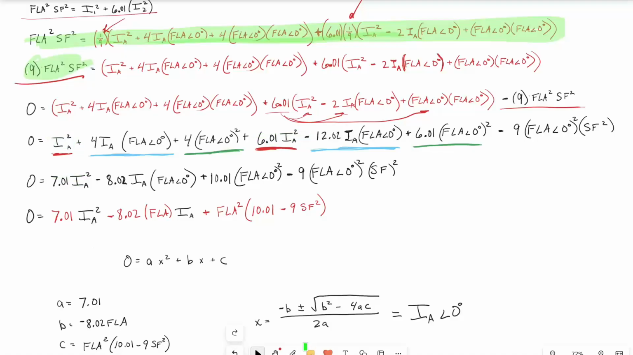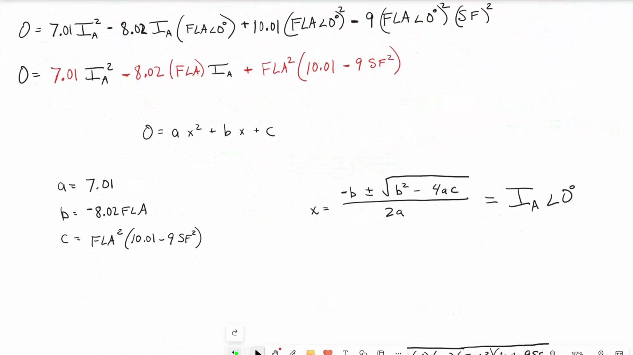That's what that is. And then the next one is this one right here and this one right here. Those are just IA times FLA at 0 degrees, and so you combine them and you get this right here. And then the last one is this one and this one. And those also combine. They're just FLA squared. So you combine those and you get all of this business right here. And then this service factor just right here, just carried down.